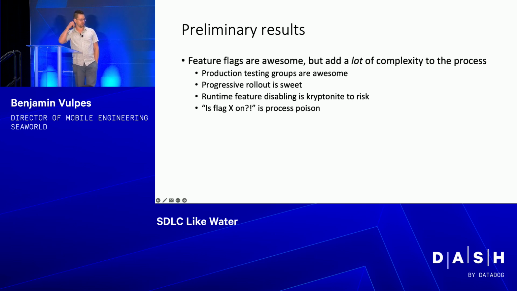More summaries of preliminary results. Feature flags are awesome. They add complexity. Production testing groups are awesome. Being able to ship software in an environment where you have very little control over staging content setup, being able to deploy changes into production and test them yourself without affecting the user experience is a superpower. Progressive rollout is awesome. Being able to expose features gradually to more and more users is awesome. Being able to turn features off at runtime is kryptonite to risk.